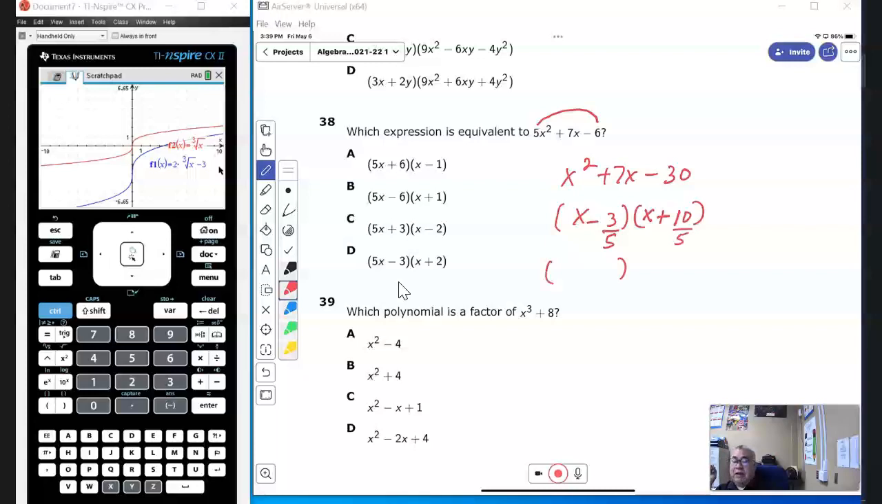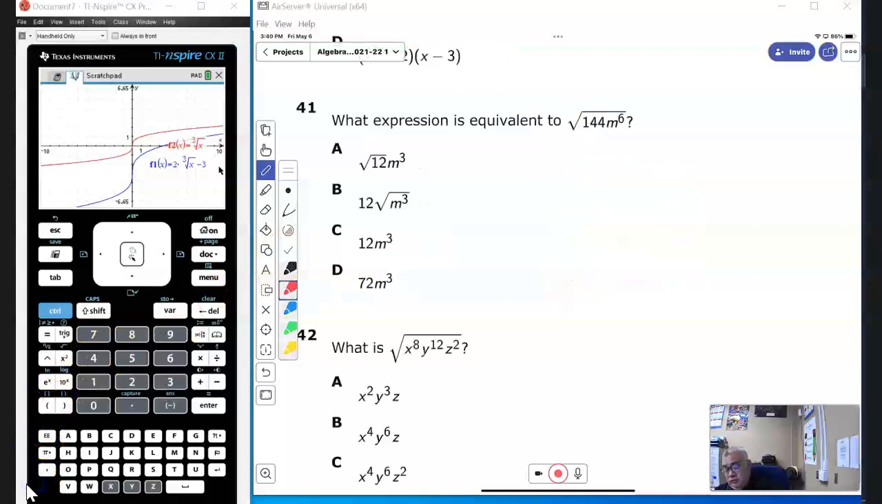And you notice you have a fraction, so you're going to have to move that 5 next to the x. So it's 5x minus 3. 10 divided by 5 is 2, so it's x plus 2. And so this is a glide and slide method. The factors are 5x minus 3 and x plus 2. So the answer is D.